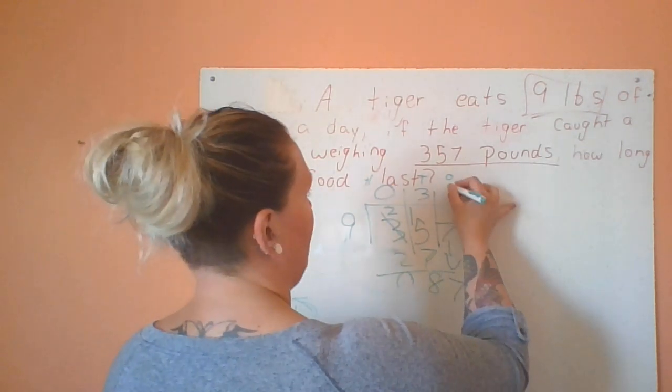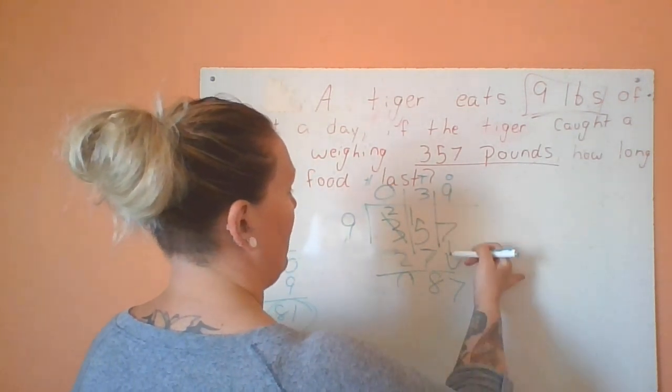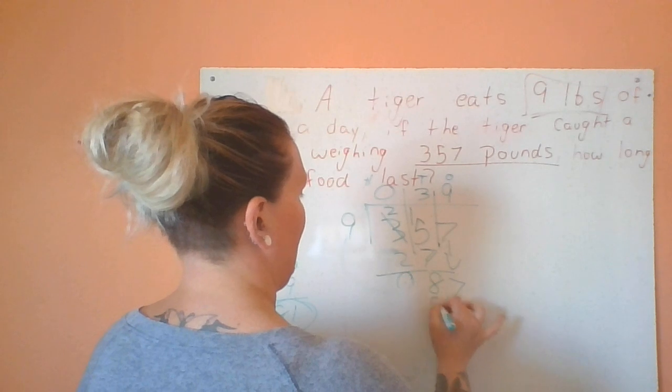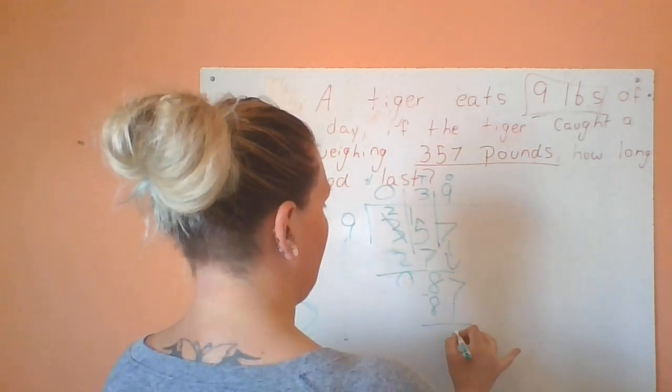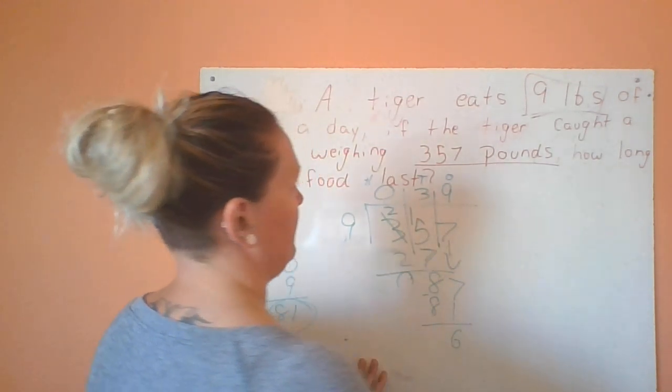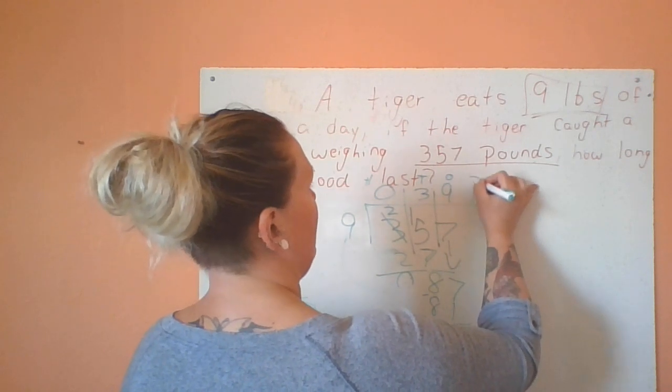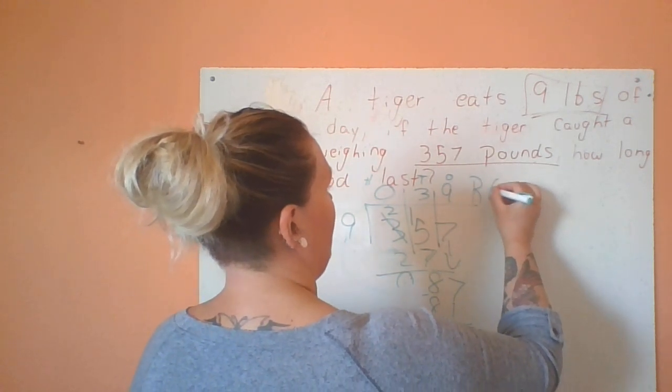So I'm going to put my 9 on top of my ones place. I'm going to subtract my 81 from my 87. I'm going to get a total of 6. That is going to be my remainder.